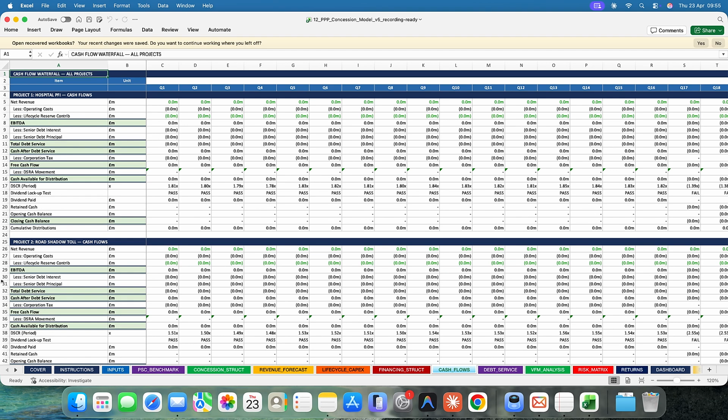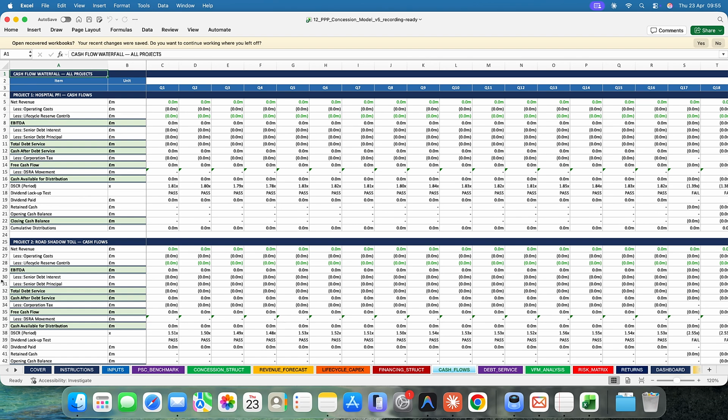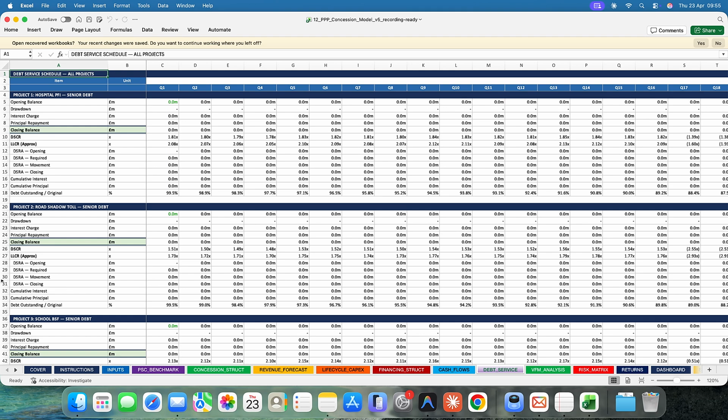The cash flows. Revenue in at the top. Operating costs, lifecycle capex, major maintenance, out. Taxes equals CFADS. Then the debt service waterfall. Senior first. Interest, amortization, prepayments, sweep if applicable. Subordinated next. Reserve account funding. Then distribution to equity, if lockup tests pass.